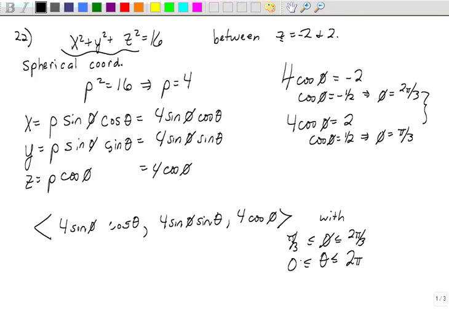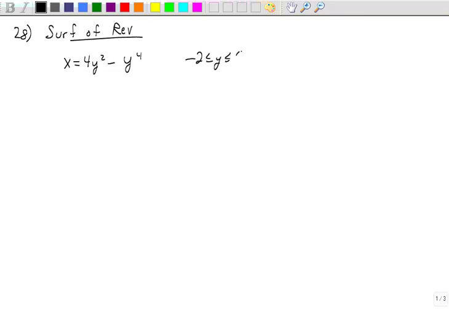Okay, 28. We're going to use Maple. This is a surface of revolution. X is 4y squared minus y to the fourth, y between negative 2 and 2. We're going around the y-axis.